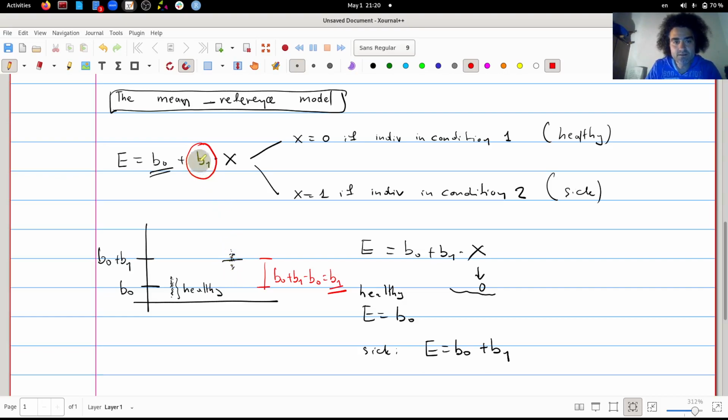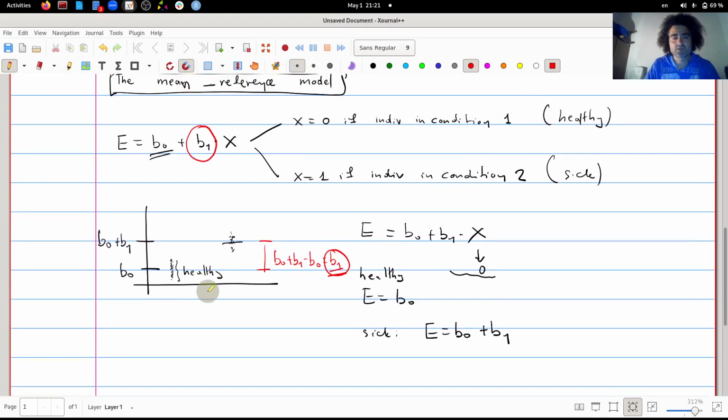I say that again, since B1 directly represents the difference between the sick and the healthy, because this level is B0 plus B1 and this level is B0, the difference between them is B0 plus B1 minus B0 equals B1, and B1 is this parameter here. Therefore, this parameter directly represents the difference between the sick and the healthy individuals. If the value of this parameter is statistically different than 0, then it means that the expression level for the sick individuals is statistically different than the expression level of the healthy individuals.